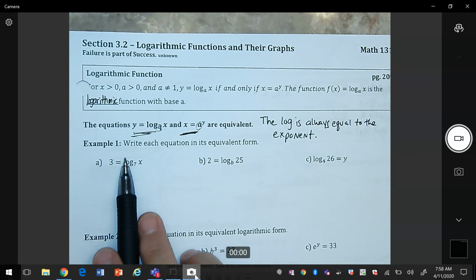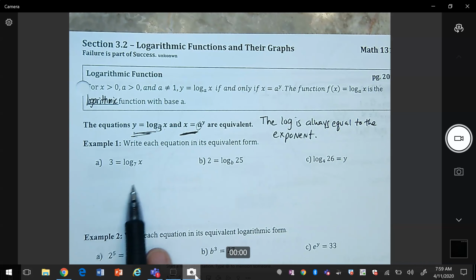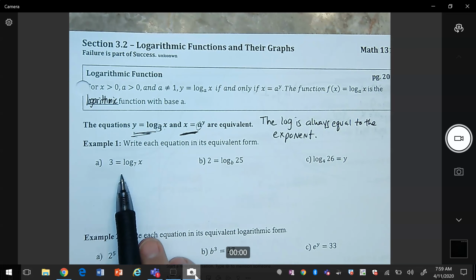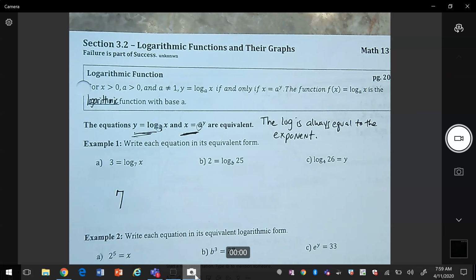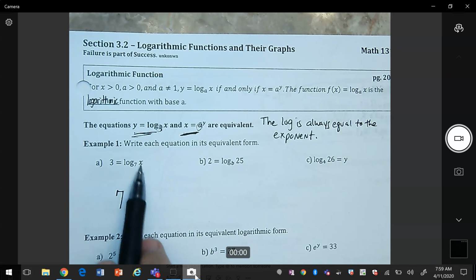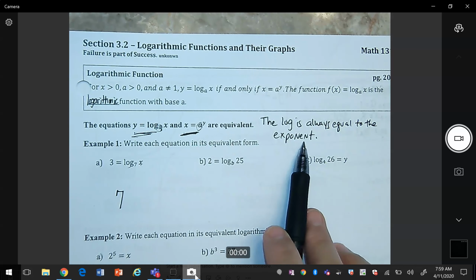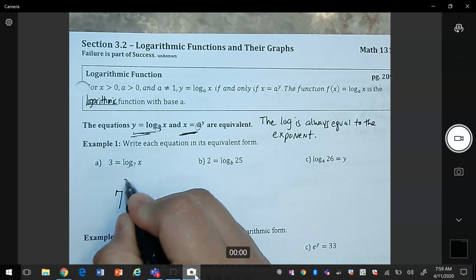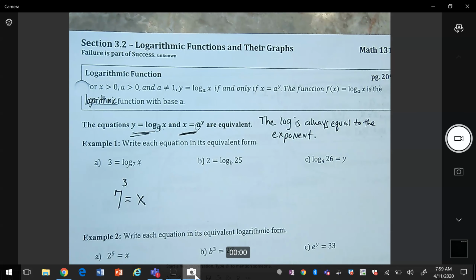So in example 1, it says write each equation in its equivalent form. So right now it's written in log form, so we want to write it as an exponential function. So we can start with the base. The base is 7. And then I would ask myself, the log is equal to 3. So the log is always equal to the exponent. So in this case, since it's equal to 3, that makes 3 the exponent. So this would be the equivalent exponential function.